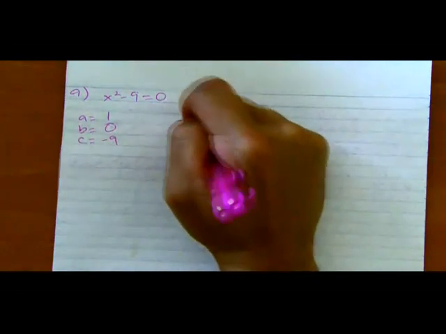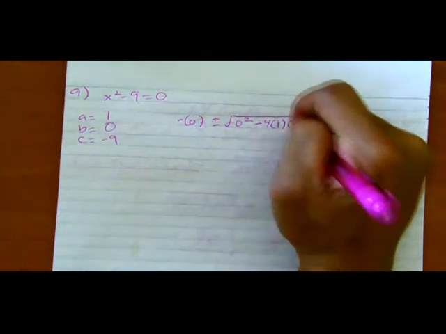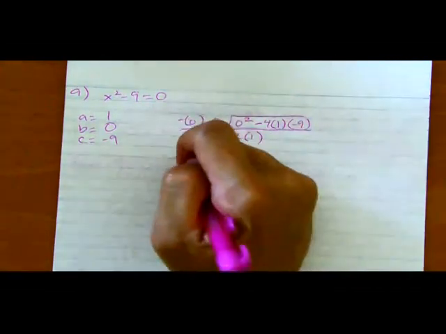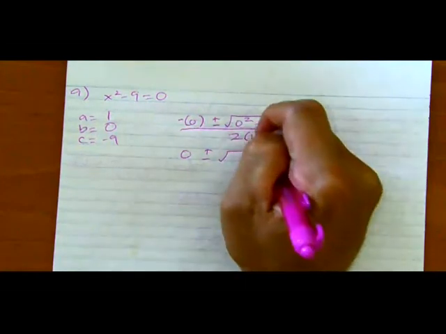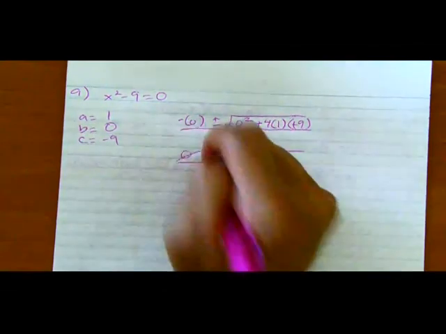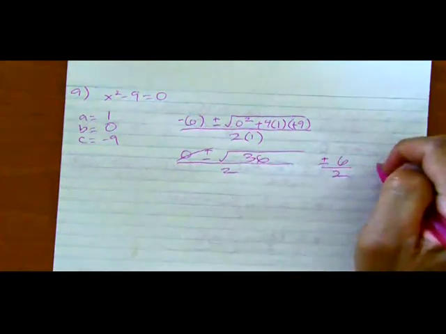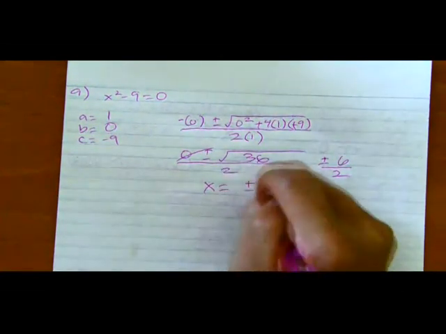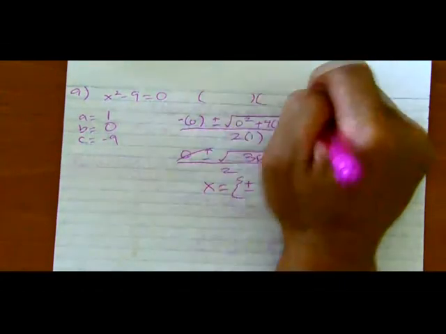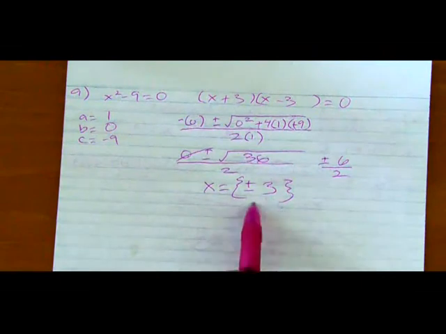Negative B plus or minus radical B squared minus 4AC all over 2A. 0 plus or minus, the negatives cancel. This is 36 over 2. Okay, so we can disregard that. Positive and negative 6 over 2. So x equals positive and negative 3, plus 3 and minus 3. See? If we did it with the factor method, we would have gotten 3 and negative 3.